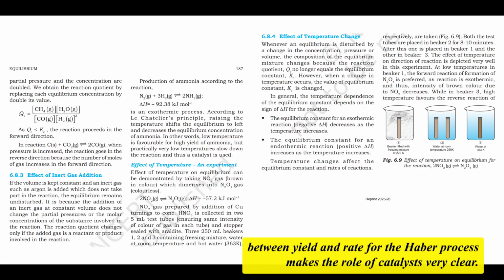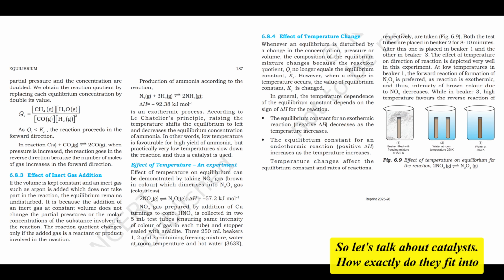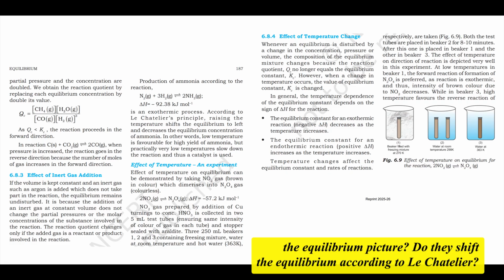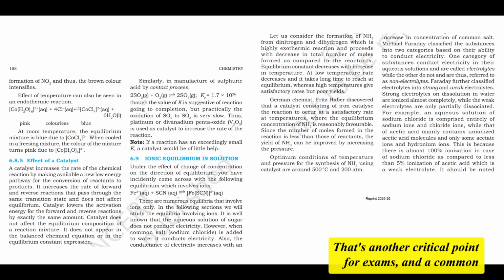That trade-off between yield and rate for the Haber process makes the role of catalysts very clear. So let's talk about catalysts. How exactly do they fit into the equilibrium picture? Do they shift the equilibrium according to Le Chatelier? That's another critical point for exams, and a common source of confusion.